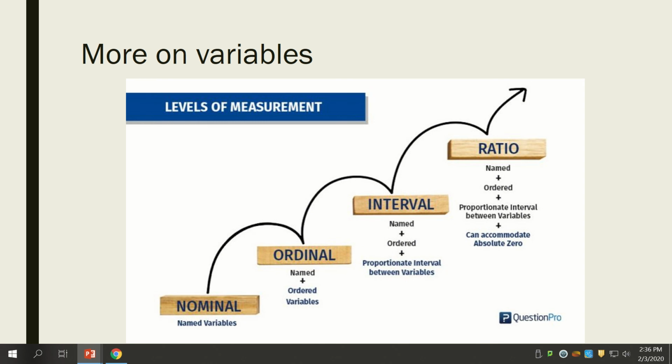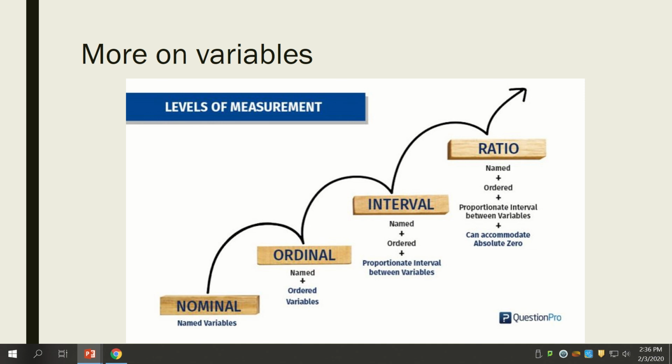Levels of measurement. Some stuff that I want you to know very well. In terms of levels of measurement, there's nominal, ordinal, interval, and ratio. Nominal just means that the variables are named. Next, ordinal, they're named and their order is pertinent or relevant. Next, interval, meaning that they're named, ordered, and there's proportionate intervals between all of the different numbers.